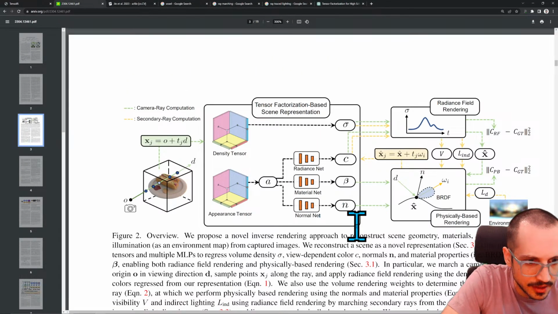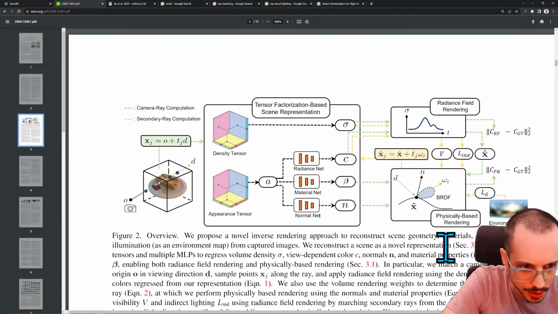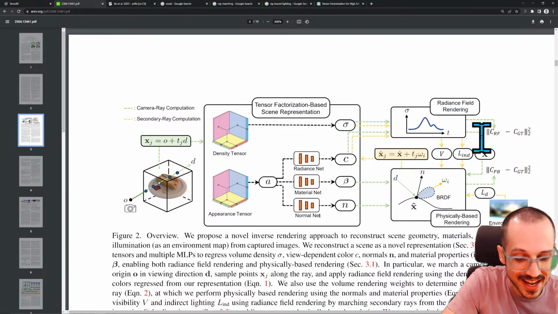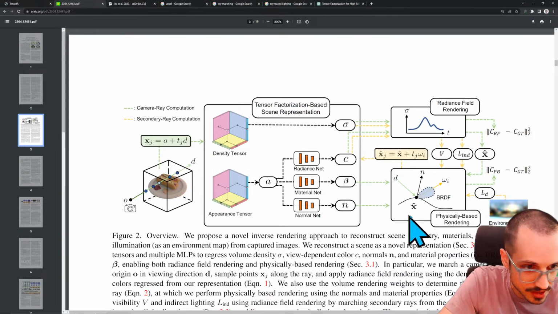The main novelty here is that they're using both physically based rendering and radiance field rendering in order to get a richer loss and gradient signal. In a lot of NeRF papers, this whole part down here would just be removed and you would only be feeding gradients from the radiance field rendering. But here they used both together, and they had all these different little tricks, such as using the radiance field rendering to calculate the secondary illumination bounces, which was pretty crazy.